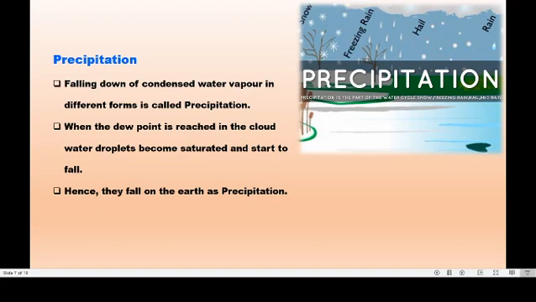The next topic that we are going to discuss is precipitation. What is precipitation? It is nothing but a fall of water. That's it. The falling down of condensed water vapor in different forms is called precipitation. Either it may be hail, rain, sleet, or snow. When the dew point is reached in the cloud, water droplets become saturated and start to fall, and this is how precipitation occurs. What do you mean by dew point? The temperature at which air gets saturated is known as the dew point. After saturation, it automatically starts to fall down and falls on the earth as precipitation.